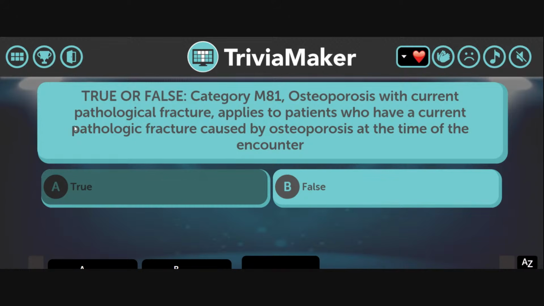Category M80 is the category for osteoporosis with current pathological fracture that applies to patients who have a fracture caused by osteoporosis. This would be true if it was category M80, but instead it's category M81, and that's what makes it false. If you got that one wrong, it was a super small difference, and I was trying to be sneaky. If you caught it, amazing job. And that's why we're all here. Again, practice makes perfect. You guys are doing great.